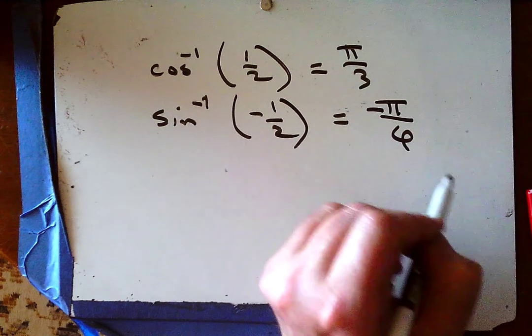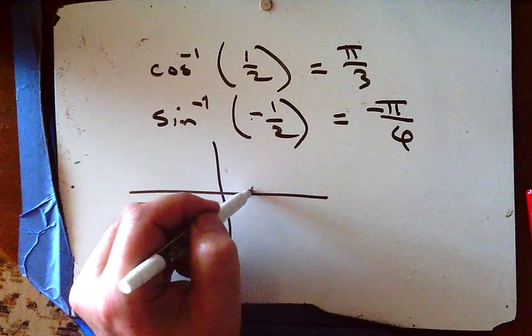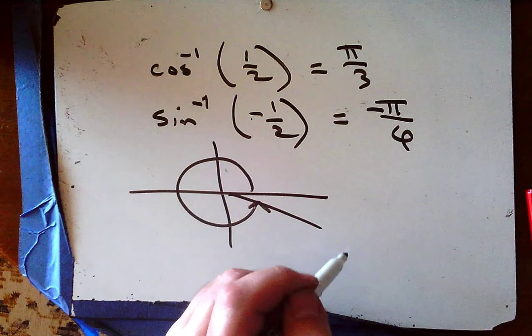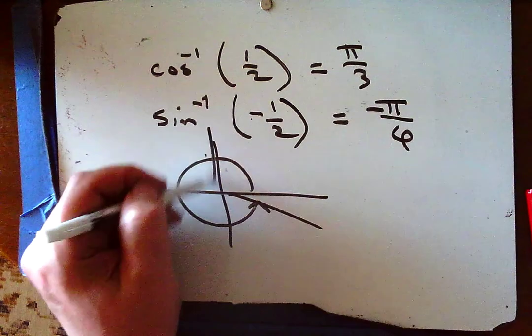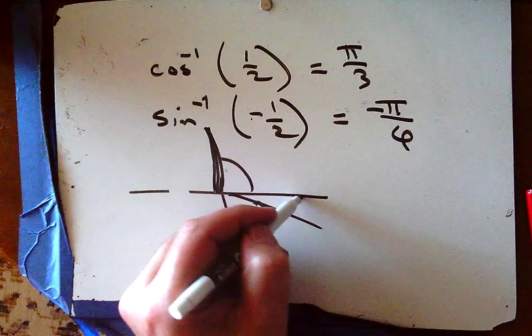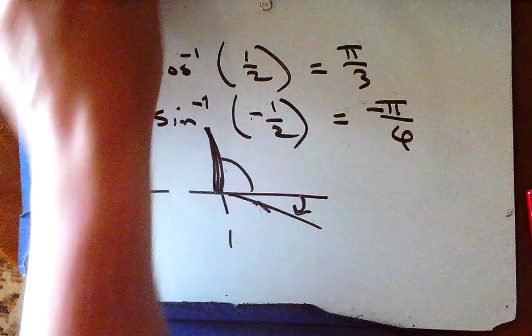Negative pi over 6. Right, that's negative. I can't get there by going this way. It can't be 11 pi over 6. I get stopped here and can't go the rest of the way. So I have to go in this direction, which is why I have negative pi over 6.